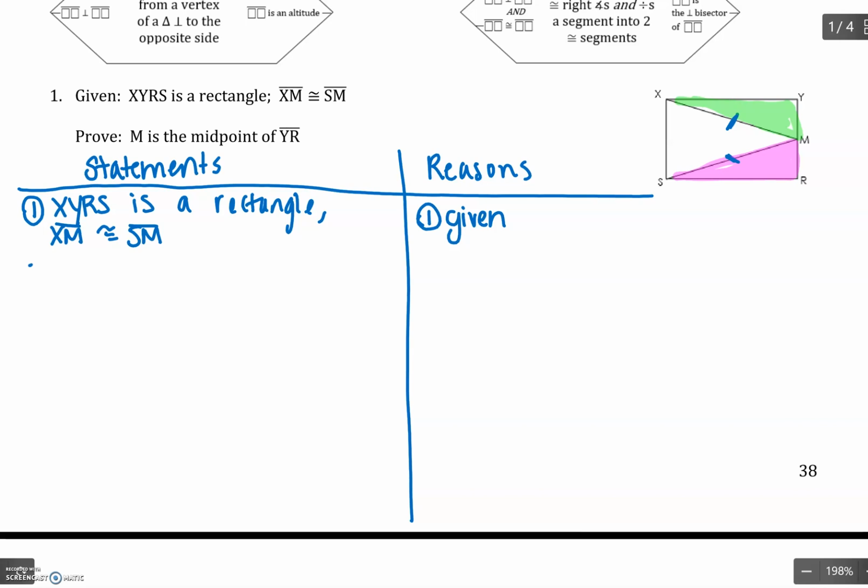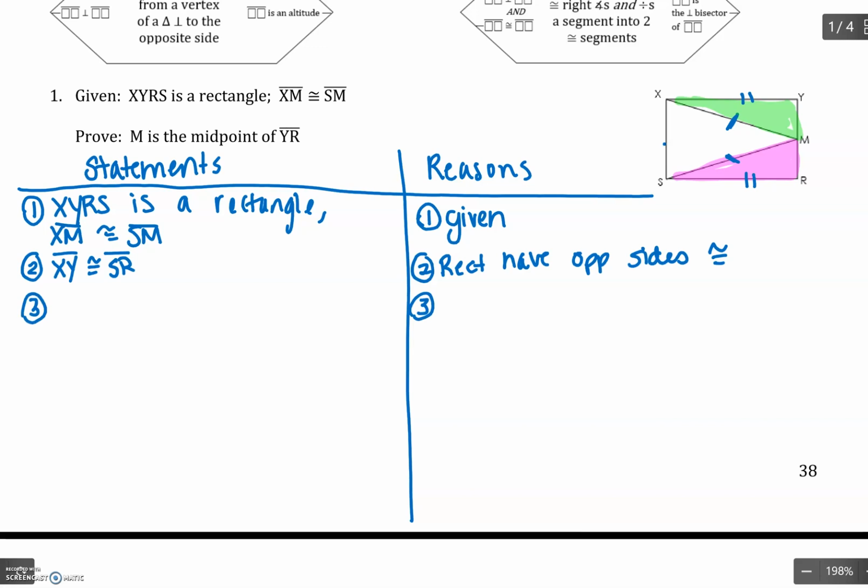And these two are using XM and SM as sides. So thinking about what else we know about a rectangle, because that's our other given, I know that they have opposite sides congruent. So I'm going to write that XY is congruent to SR, and that's giving me another side pair. Now, there's no point in talking about XS being congruent to YR since neither of those is a side of the triangles I've highlighted. So let me come up with another property about rectangles.